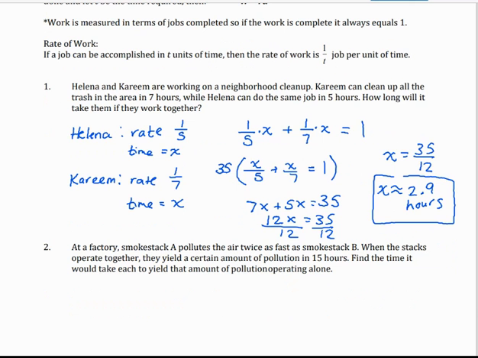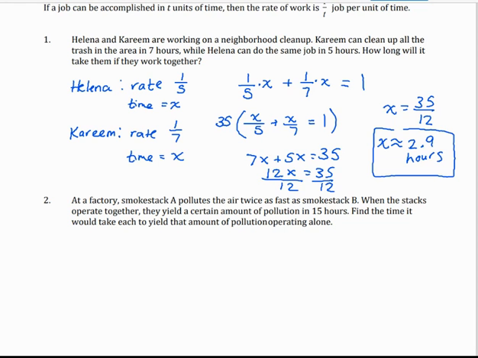Let's do number 2 together. We're going to set that up, and then I'm going to let you solve it. So this is another work problem, and it says at a factory, smokestack A pollutes the air twice as fast as smokestack B. When the stacks operate together, they yield a certain amount of pollution in 15 hours. Find the time it would take each to yield that amount of pollution operating alone.